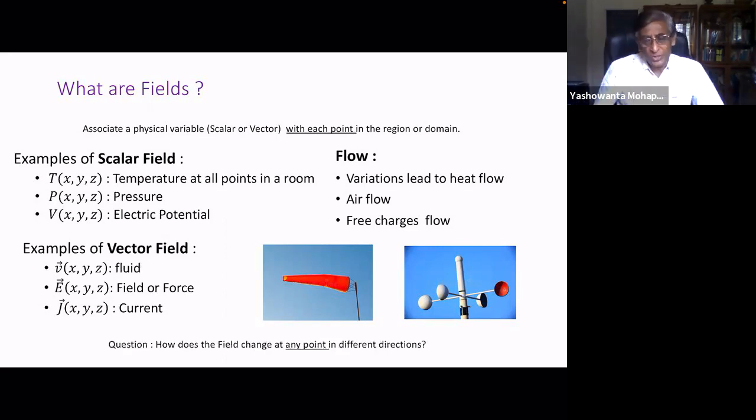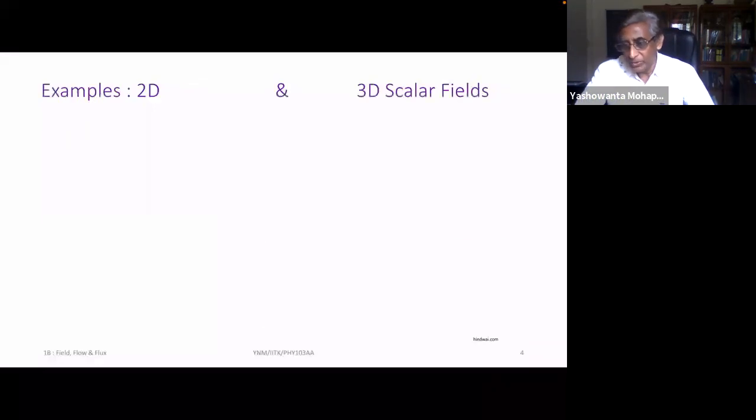So the question that we ask is, how does the field change at any point in different directions? If I go to any point, then around the neighborhood, how is the field changing? That tells us something. If I know that, I know a lot about that field. Okay, so let's go ahead.